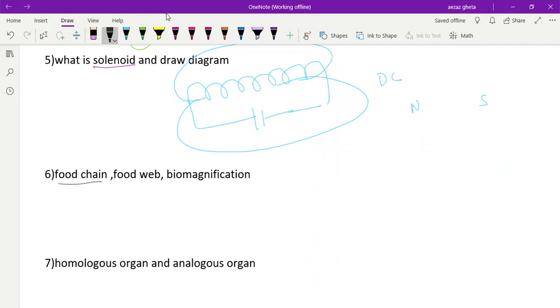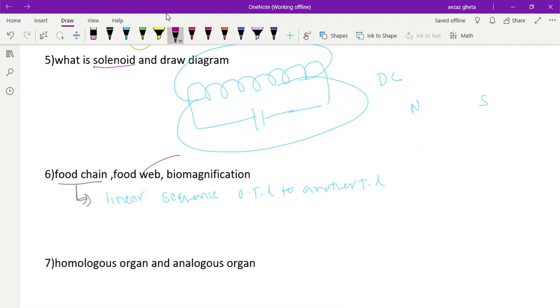What is a food chain? A food chain is the transfer of energy from one trophic level to another trophic level. It is a linear sequence, a straight chain, in which food energy is transferred from one trophic level to another trophic level.